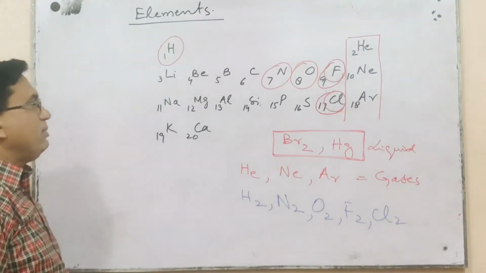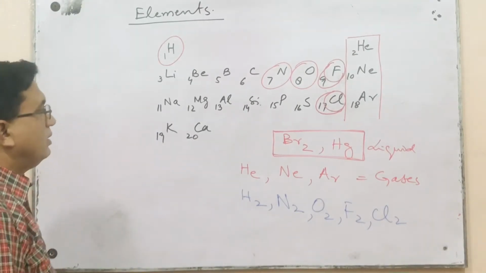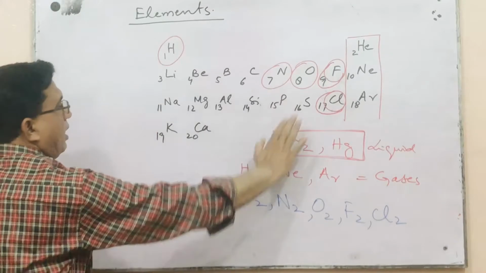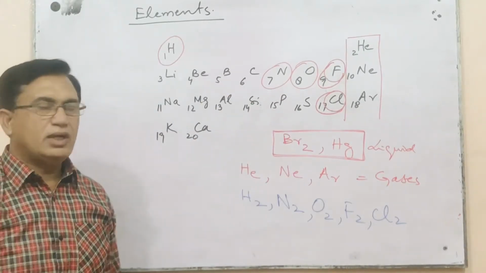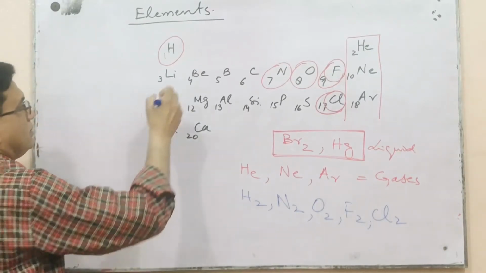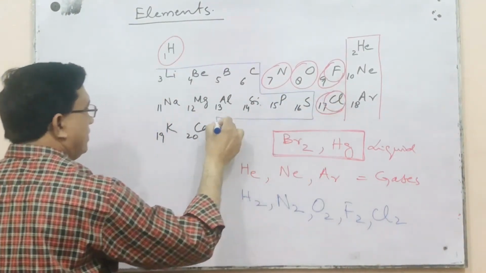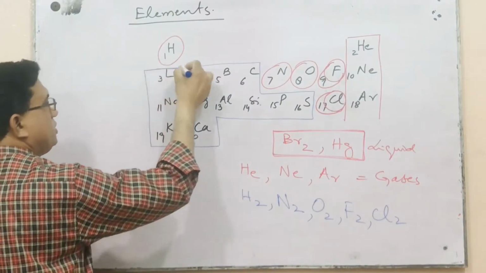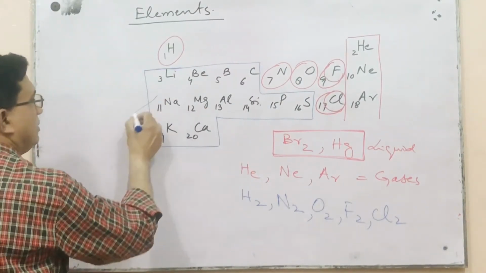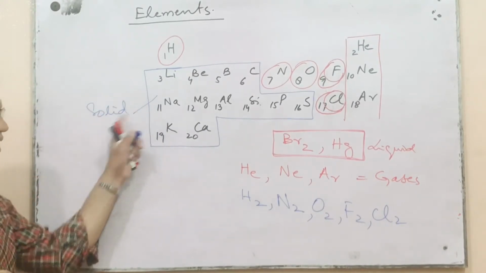Now, the rest of the elements, look, are all solids. From lithium to carbon, then to sulfur, then calcium and potassium, all these are present in the solid state. These are all solids.